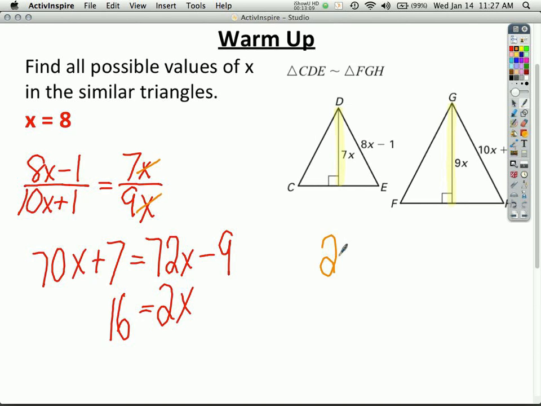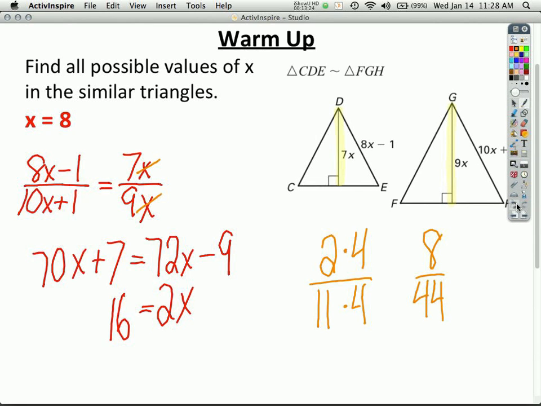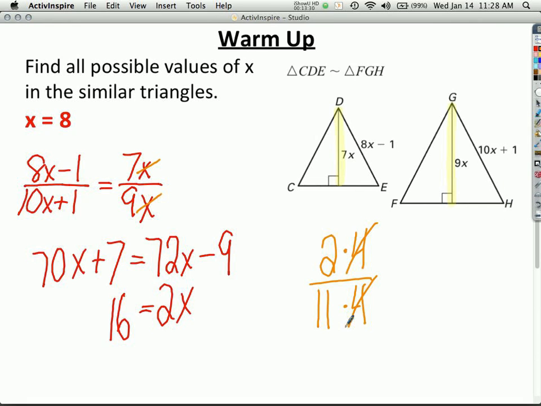So if you have 2 times 4 over 11 times 4, yeah, you could say 2 times 4 is 8 and 11 times 4 is 44, but then you'd have to divide the top and the bottom by 4 to simplify it. How about just simplifying it by canceling things out? Cancel out the 4 and the 4 and you get 2 over 11.